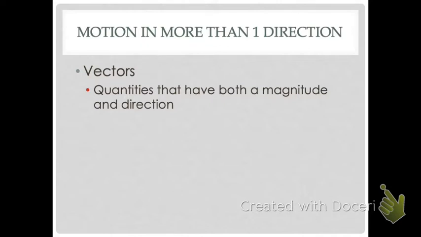Which is a vector, distance or displacement? One's a vector and one is a scalar. Displacement. Displacement is a vector because it has to have direction, right? Displacement has to have direction.